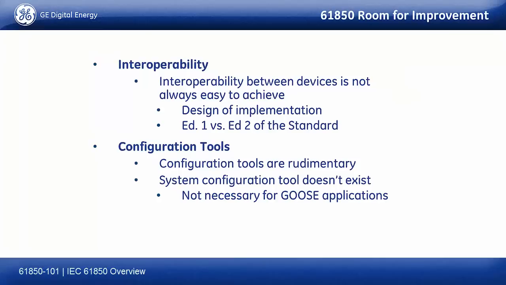With 61850, there also is room for improvement, right? So I talked about the goal of the standard is interoperability. But interoperability is not always easy to achieve. It depends so much on how vendors have implemented 61850 in their devices and the choices they made, because there are always choices in how to interpret the standard, right? The design of the implementation, right? And there are also different versions of parts of the standard which cause some problems, right? It's almost like parts of the standard are different, and an edition one device and an edition two device don't work with each other, right?